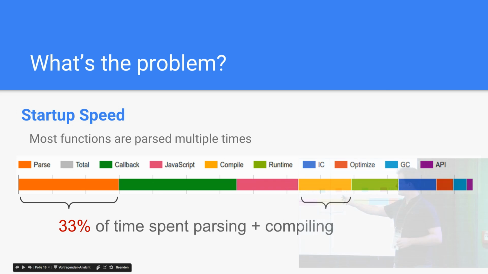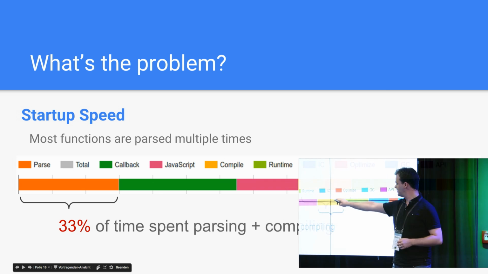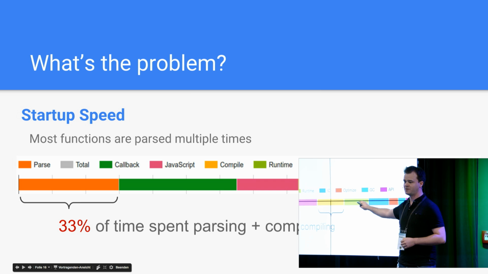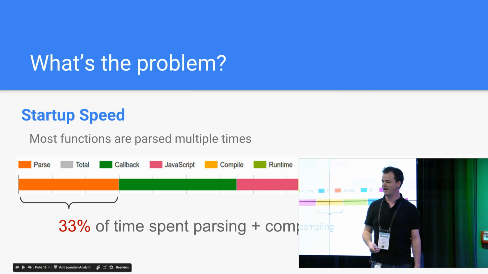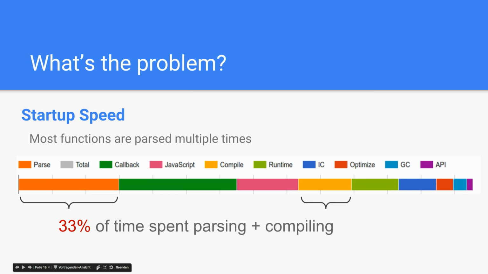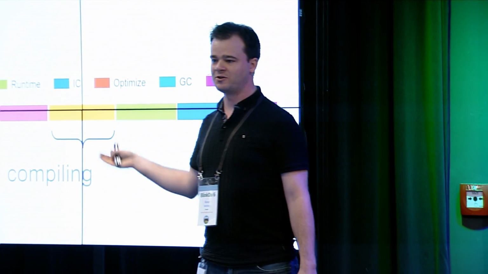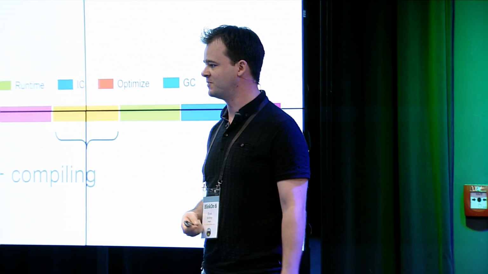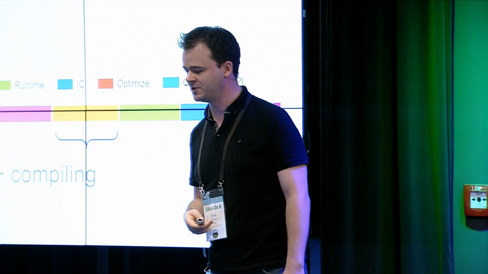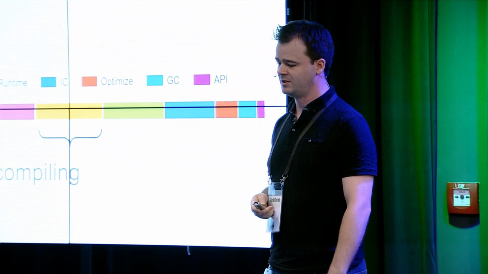So we're spending 33% of the time in the orange block here, the parsing, and the yellow block here, the compiling. We're spending a much smaller proportion in this pink thing here, which is actually executing that code that we've compiled. And there's other bits that are to do with executing, but they're not executing that code that we're actually compiling. So we're spending much more time compiling and parsing the code than we are actually running that code in the first place. So this is a problem.